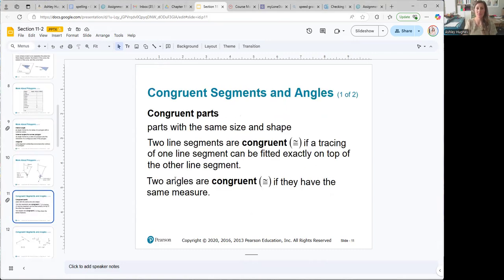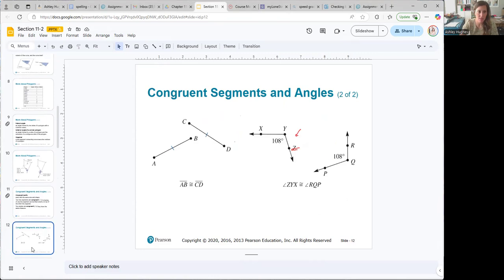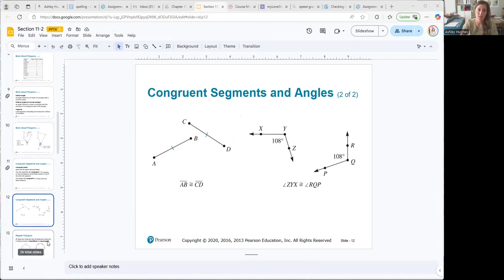Congruent is this right here, this symbol. It looks like an equals sign with a little squiggle on top. That means congruent. That means they have the exact same shape and the exact same size. Okay, so congruent means same size and same shape. So these are congruent line segments. They're equal. These angles are both 108 degrees, so they are said to be congruent.